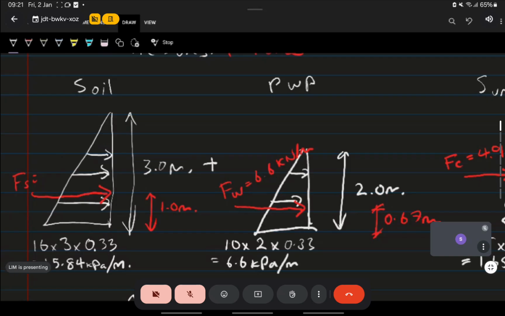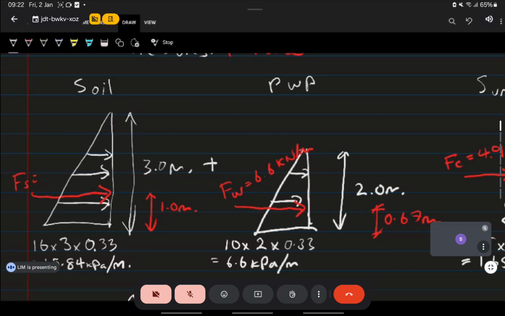Okay. Now, this 1 meter, very good question. Thanks for asking. This 1 meter is the height at which the Fs reacts. It's a resultant force. It's the location of the resultant force. It's 1 meter from the bottom.